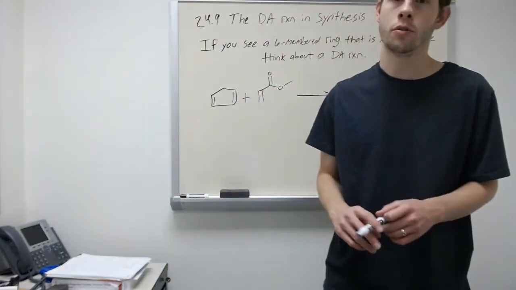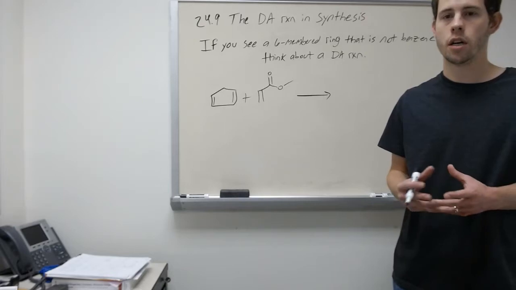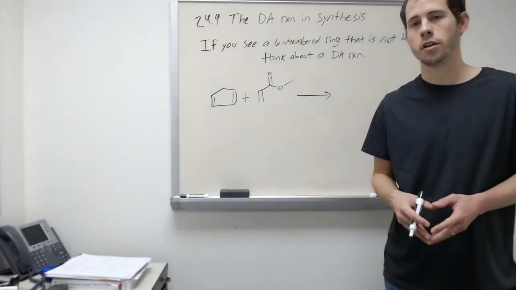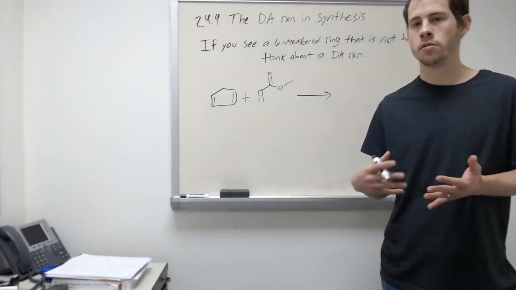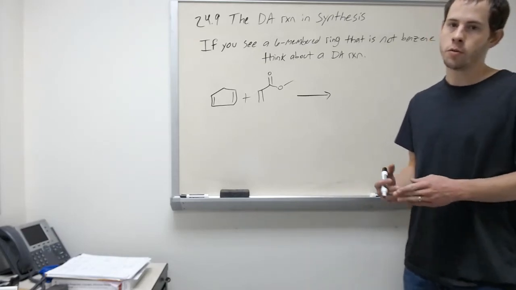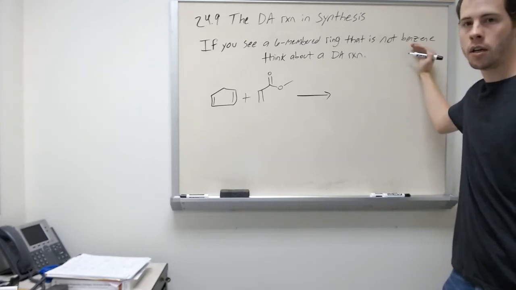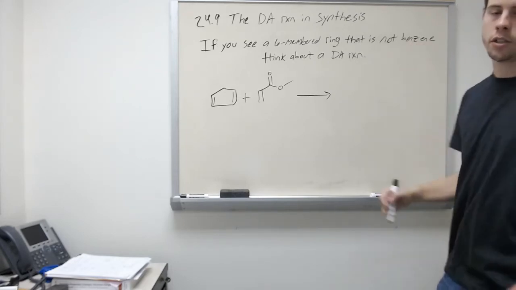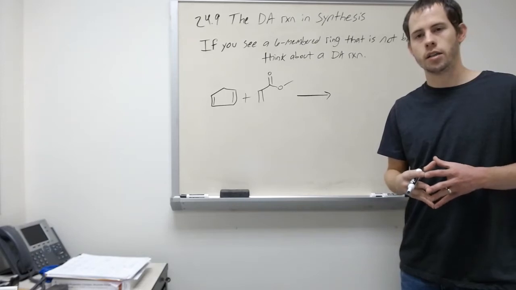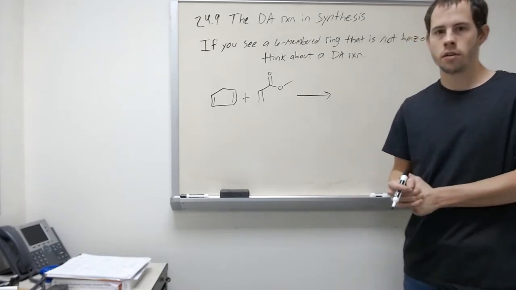All right, so we move on to 24.9, talk about the Diels-Alder reaction in syntheses. And so when we're trying to go 3, 4, 5 synthetic steps, the Diels-Alder reaction can be really useful. So if you see a 6-membered ring and it's not a benzene ring or an aromatic ring, think about a Diels-Alder reaction and see if that can get you to the right answer. And so let's go through the Diels-Alder reaction again.